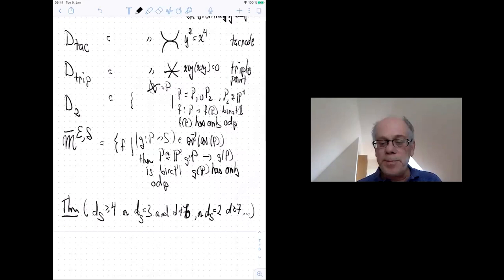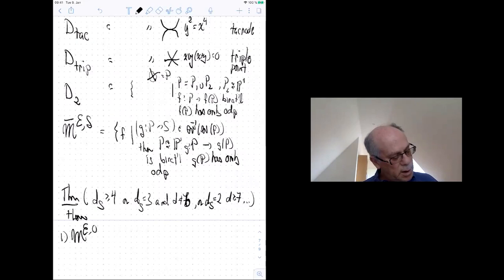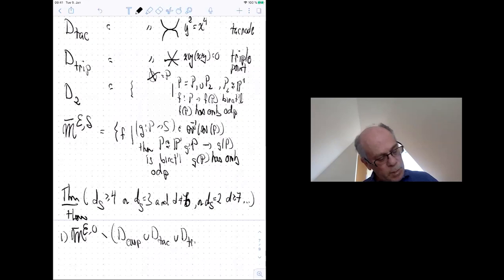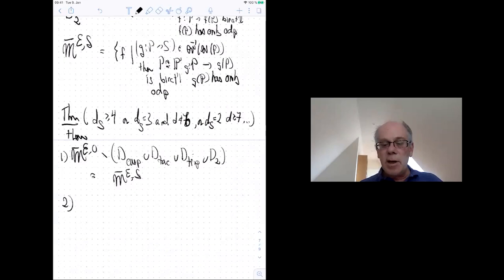Then, first of all, the main point is that if you take the whole space minus these divisors, D cusp, union D tack, union D trip, union D2, this is equal to this good space. So that's all there is. And again, after removing codimension two things. And secondly, the evaluation map is unramified.